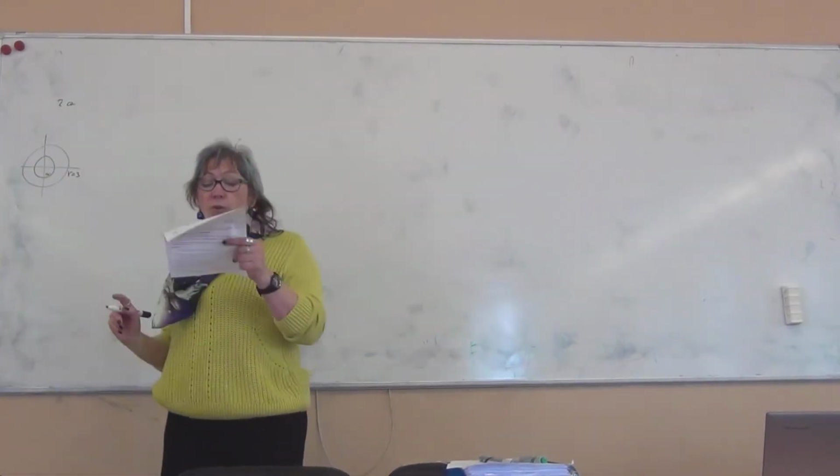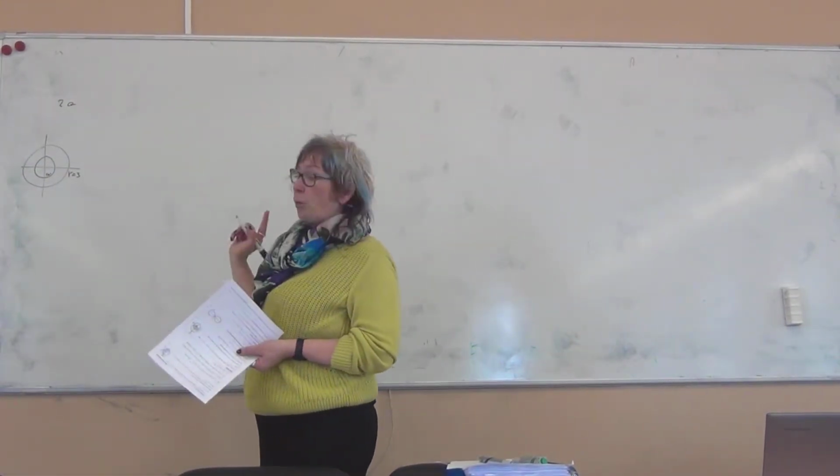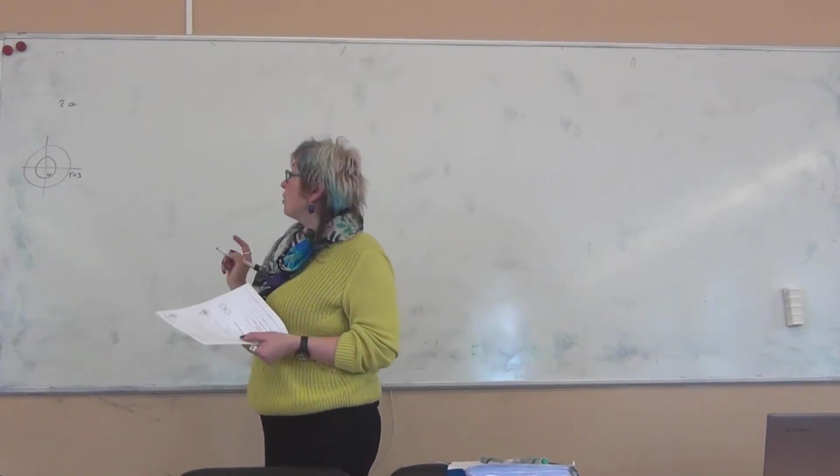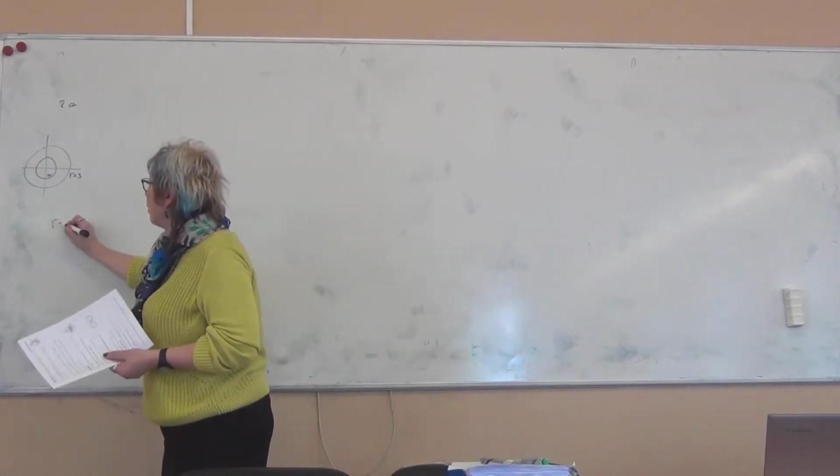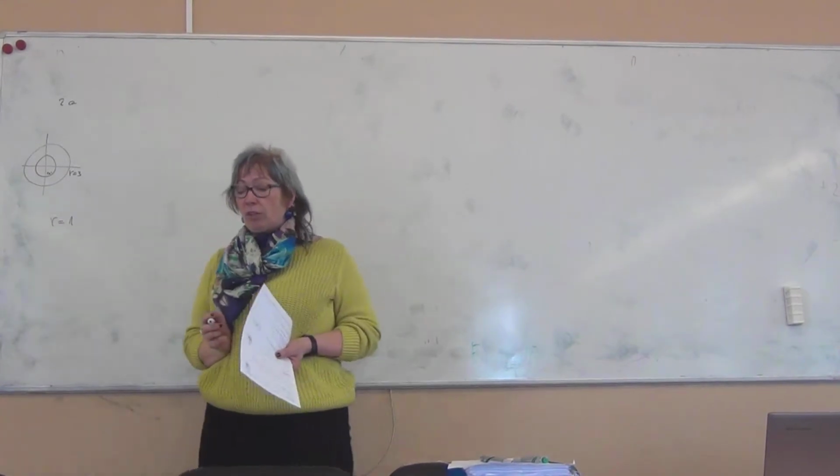Obviously we can see that x squared plus y squared equals 1 is actually the circle, and in polar coordinates it can be written simply.